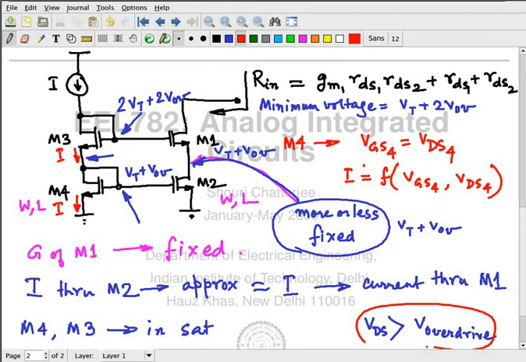So, in situations where V overdrive is less than 6 kT over q, then you can take this inequality as VDS greater than 6 kT over q. In situations where V overdrive is more than 6 kT over q, then this inequality is correct. This is a rough, very crude way of defining saturation.